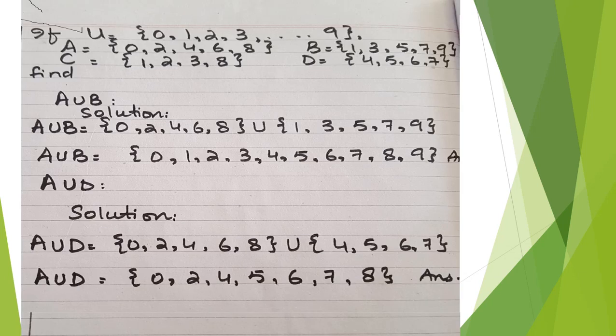Now question number 7, that is also your classwork. A union B, as you have done in class in question number 6, just like the same here you have to find A union B. Just put all the elements of set A and set B together, and list all the elements of A union B together.